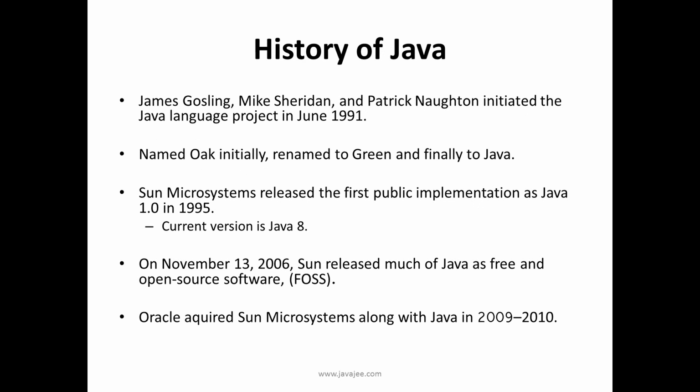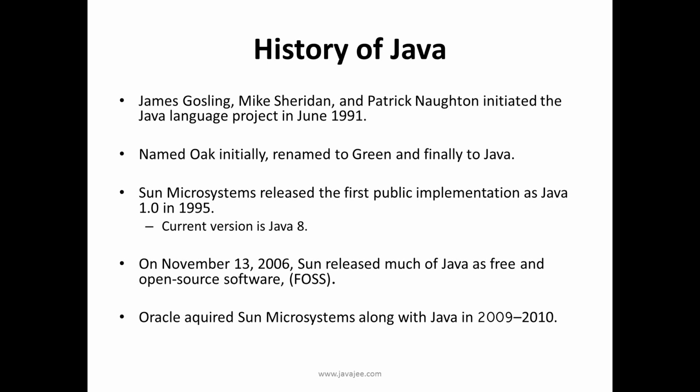We will look into a bit of Java's history. James Gosling, Mike Sheridan, and Patrick Naughton initiated the Java programming language project in June 1991. Java was originally designed for interactive television. The language was initially called Oak, based on an oak tree that stood outside Gosling's office. Later, the project went by the name of Green and was finally renamed to Java, based on Java coffee.